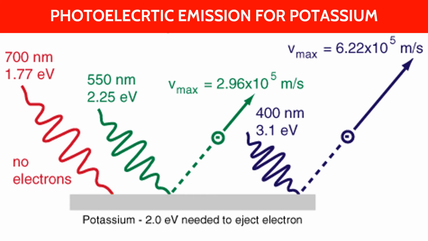So back to the diagram again, now with some values on it. You can see red light, 1.77 electron volt photon packets. Green light, 2.25 electron volt photons. And blue light, 3.1 electron volts. So you can see that the green causes electrons to be emitted. The blue causes electrons to be emitted, but they've got an even greater kinetic energy afterwards. And the red light just might warm the plate up a little bit or get reflected. It's not being absorbed by the photoelectric effect.